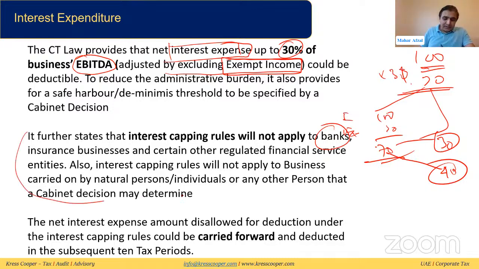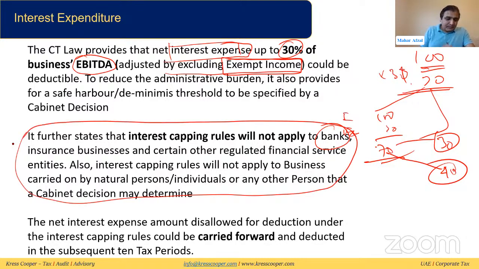These provisions were given in the UAE tax public consultation document, sorry. In the regulation, it will give us more clarity, but in our next article, we will discuss in detail. For the time being, you can keep in mind, interest is allowed up to 30% of EBITDA on net interest expenses, and the remaining can be carried forward over the period of 10 years.